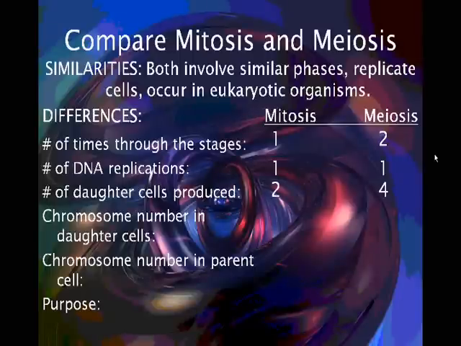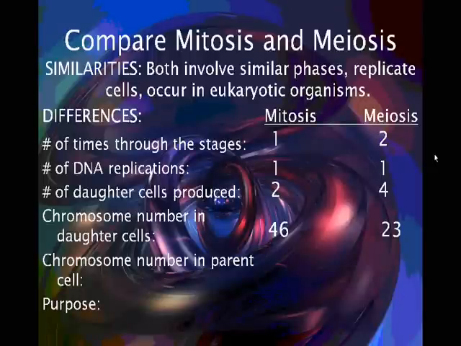The number of daughter cells that are produced is different. In mitosis we get 2 daughter cells. In meiosis, 4 daughter cells are produced. Even though in meiosis only 1 of the female cells will actually become a gamete, we can still say that 4 are produced. The chromosome number in the daughter cells for mitosis is 46 in humans, 23 for meiosis. That is because we're cutting the chromosome number in half, so that when it combines together with another gamete, we can reach the original chromosome number of 46. The number of chromosomes that are in the parent cell remain the same. So we're making an exact duplicate in mitosis and creating a cell that is half the amount of genetic information in meiosis. The purpose is also different.